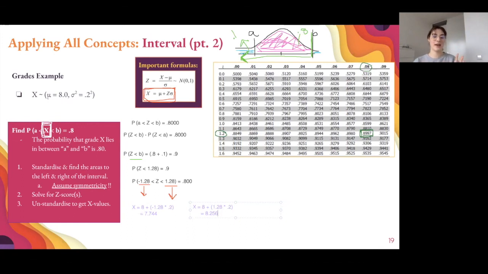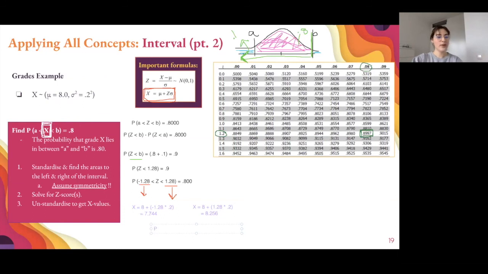Just because the A and B values are symmetrical for z-scores, they're not likely going to be symmetrical for x values. So that's why we need to be really careful about that. So in this case, we have found our A and B for x.